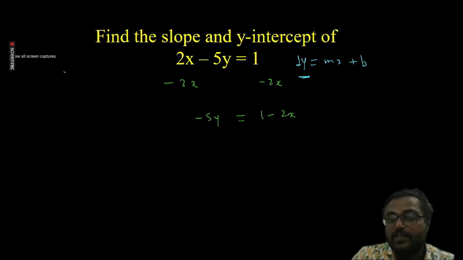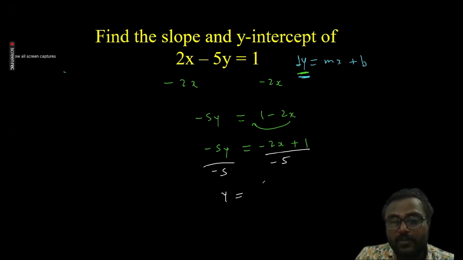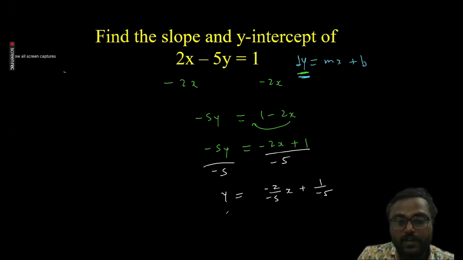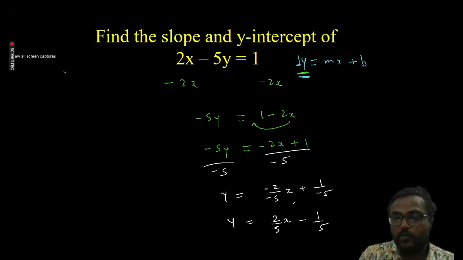I will just move the 2x over here, so it becomes -2x plus 1 equals -5y. And we want the coefficient of y to be 1, so I will divide both sides by -5. What will I get now? y equals -2 over -5 x plus 1 over -5. If I solve it, -2 over -5 is +2 over 5 x, plus 1 over -5 which is -1 over 5.